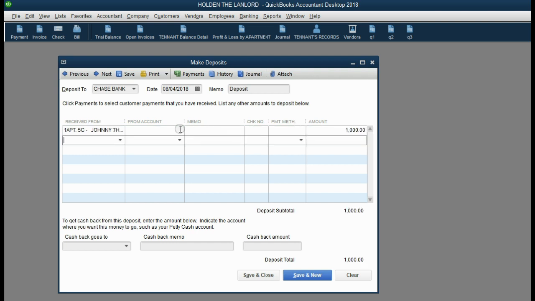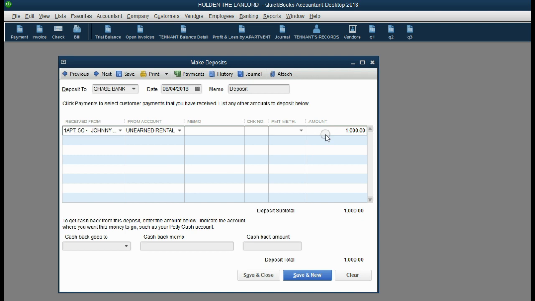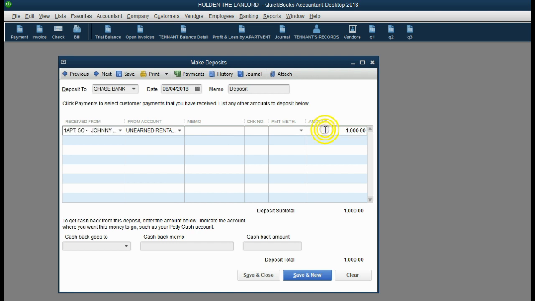And the money we received from Johnny the tenant is really unearned rent. Unearned rental income of $1,000, because almost every time you receive rent physically, it's unearned because the tenant always pays in advance before staying in the place. So we have to acknowledge the total that Johnny gave us to properly increase Johnny's balance and to properly record the amount that we actually had as unearned rent.